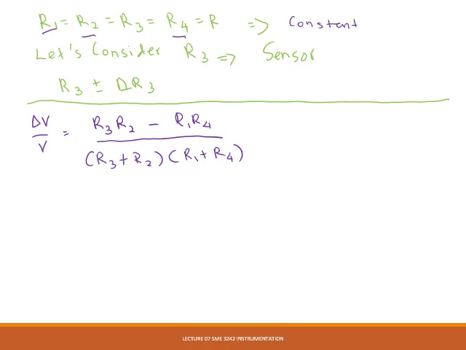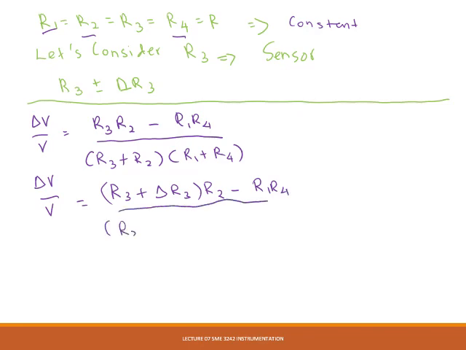Right? So let's put the values in here. So we have delta V per V equal to R3 will change with some change of resistance, multiplied with R2 minus R1, R4, divide, again R3 has some changes, plus R2, R1 plus R4, alright.